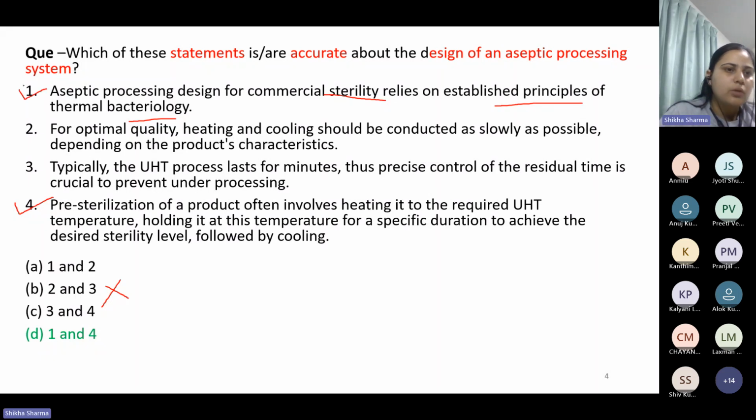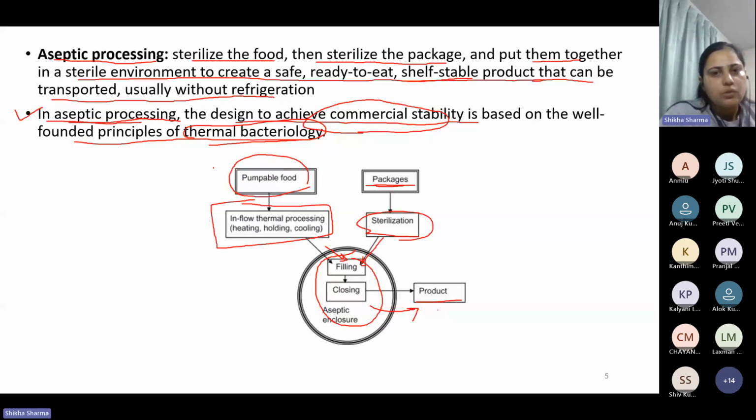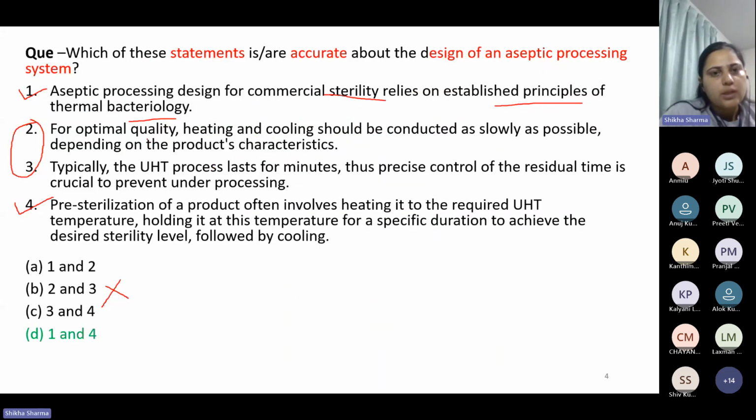Now option that statement 2 and 3, these are incorrect. So why are these incorrect? First, we can see here it is saying heating and cooling should be performed as rapidly as possible so that we can get the best quality of the product, which depends on the nature of the product also. In statement 2, it is saying that for optimal quality, heating and cooling should be conducted slowly, whereas it should be rapid. So this statement is incorrect.